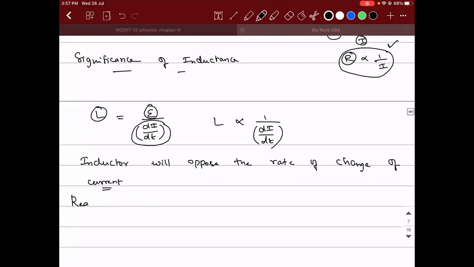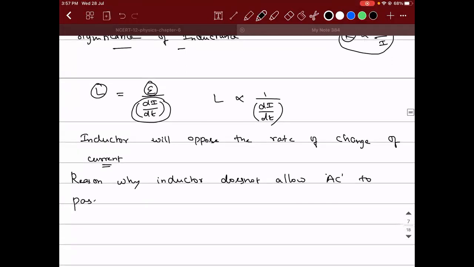And this is the reason why an inductor does not allow AC to pass through it. This you will learn in the next chapter. It will not allow the alternating current to pass through it. It will only allow the direct current to pass through. Okay, this is an important significance. It is only for your knowledge to understand what an inductor does. Okay, so have this in your mind.